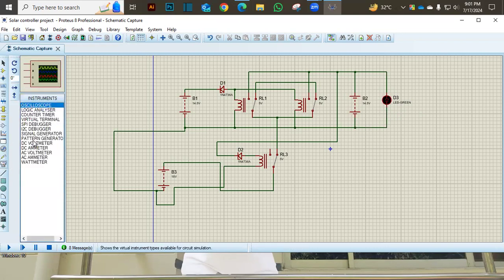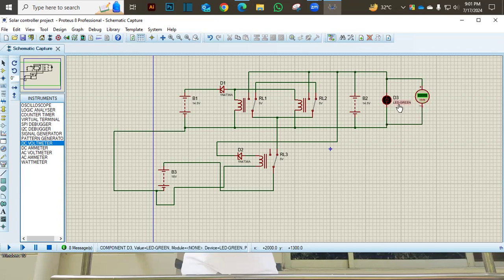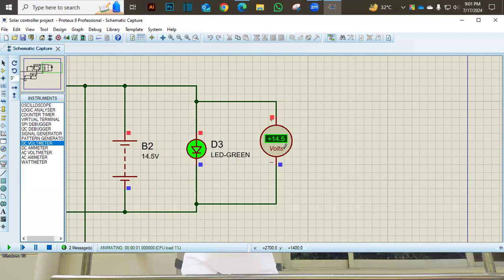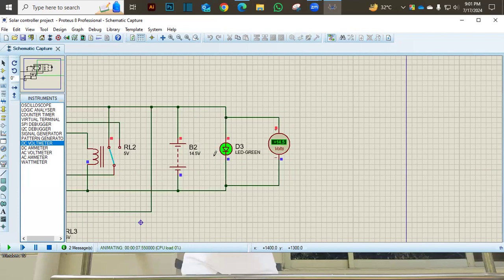For more specification, we are adding a DC voltage meter to see the approximate voltage that will be passed on the LED. Okay, so we run it, and what we can see here is 14.5 volts. That means the second battery voltage is being shown across the load.